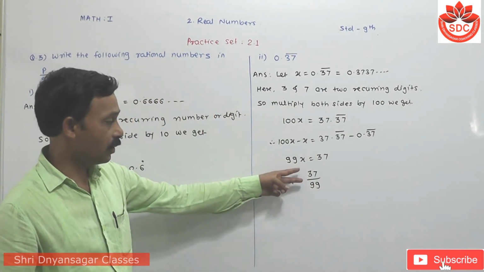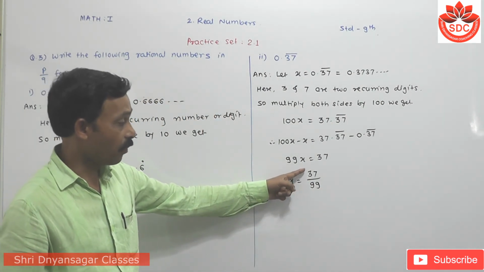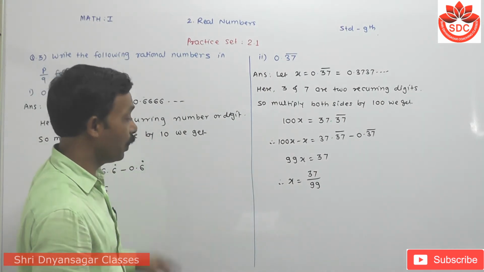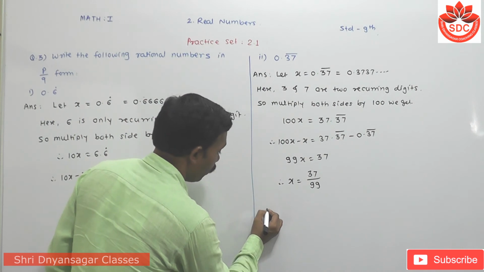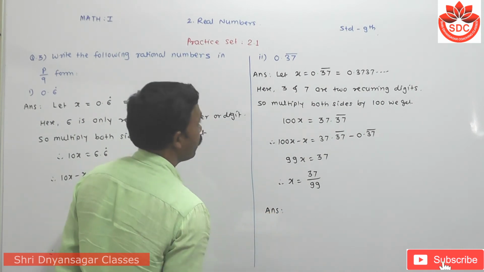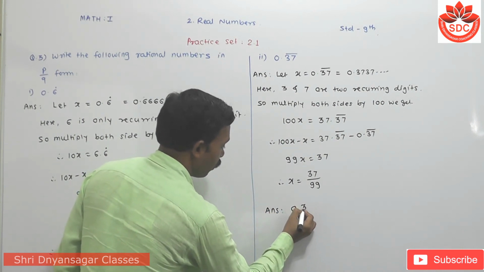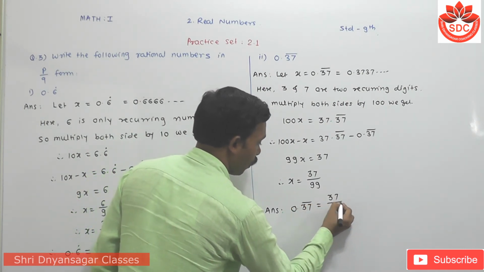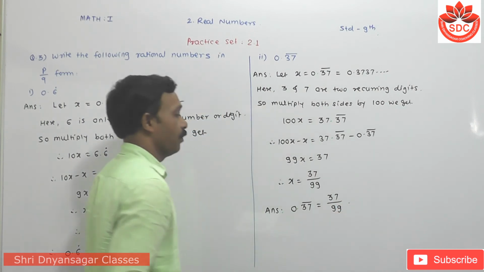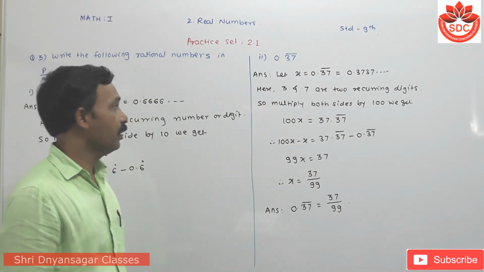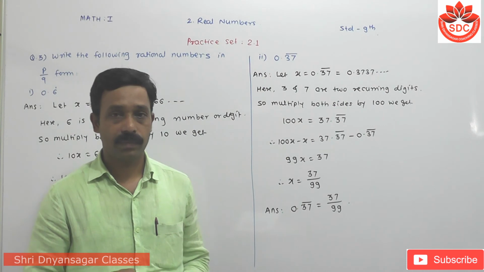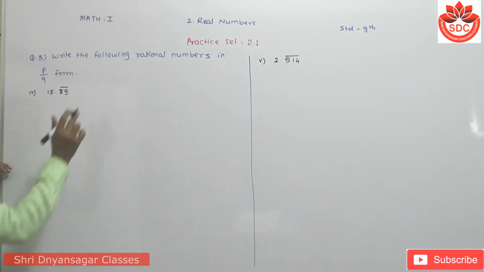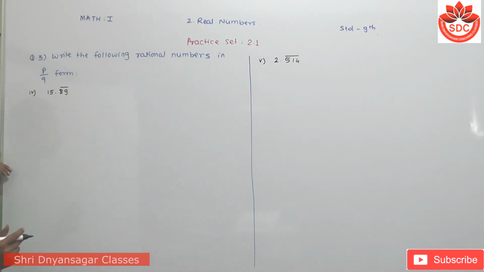We cannot divide it further, so this is in the form P upon Q, because we have to write it in the form of P upon Q. So the answer in a full sentence is that 0.37 bar is equal to 37 upon how much? 99. Okay, we take the next examples. Let's see the next question. Question number 4 and 5. Question number 3 is for your homework.